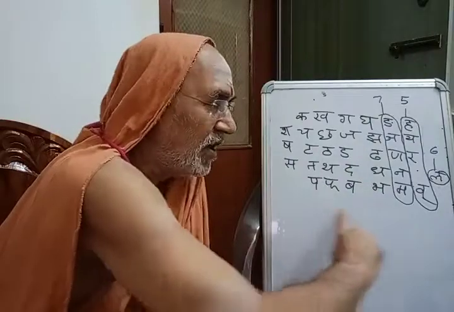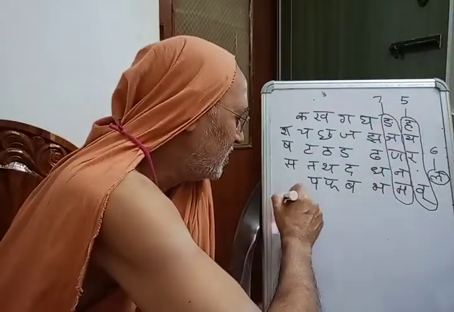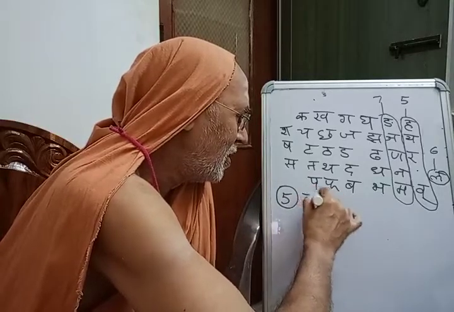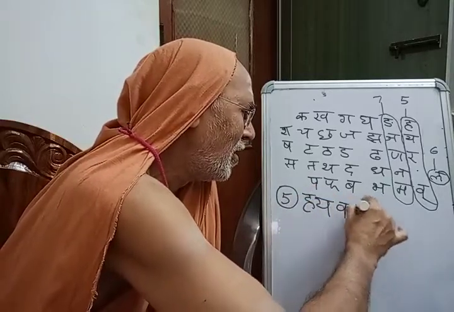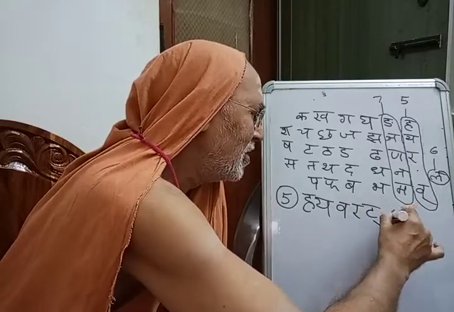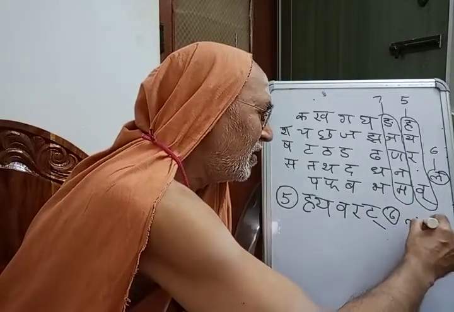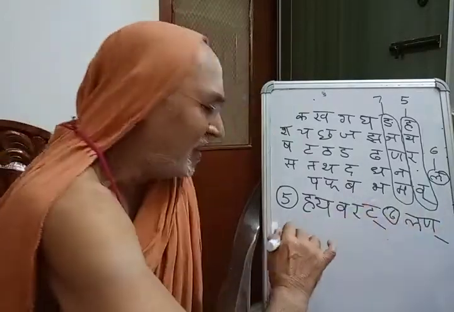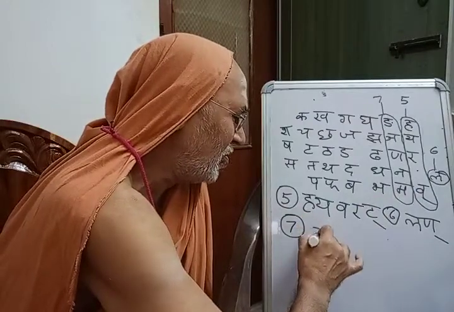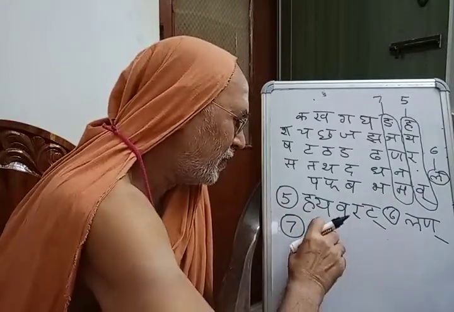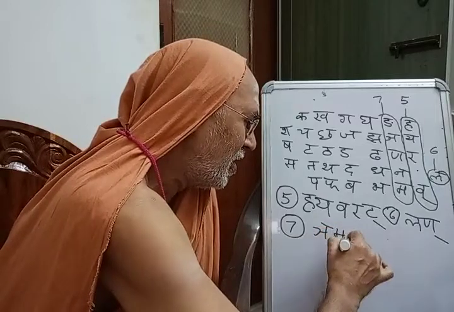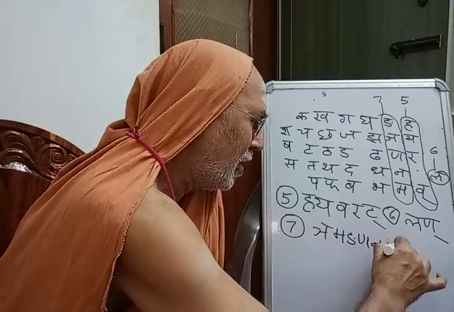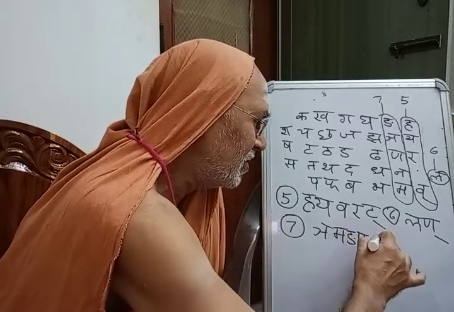5th one, Hayavarat. I think better I should write, because you are not able to get anything. Hayavarat. Va, ra, ta. The 6th sutra is Lan. In this only la is the letter. Na is only ending. Then next is Nyamangananam. Nyama, nga, na, na. Ma is only a consonant.